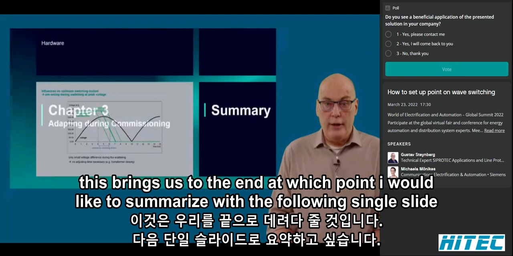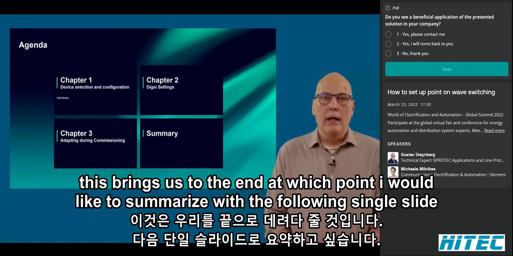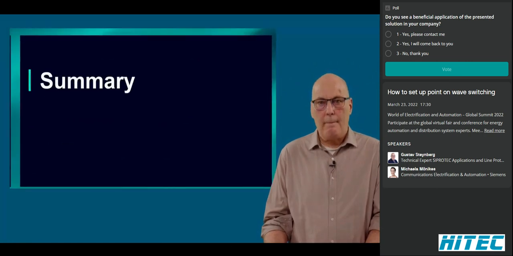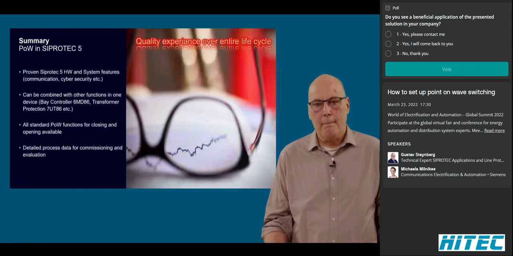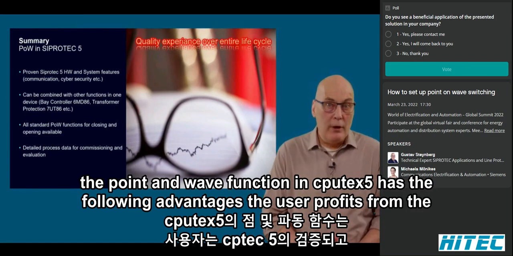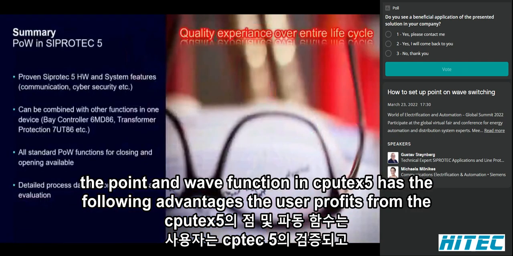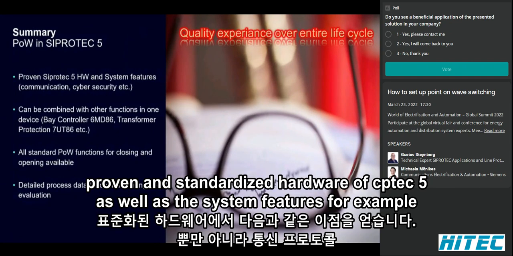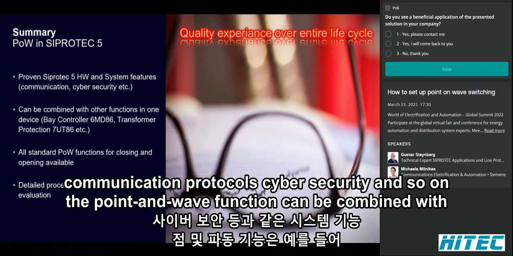This brings us to the end, at which point I would like to summarize with the following single slide. The point-on-wave function in SIPROTEC5 has the following advantages. The user profits from the proven and standardized hardware of SIPROTEC5, as well as the system features, for example, communication protocols, cybersecurity, and so on.